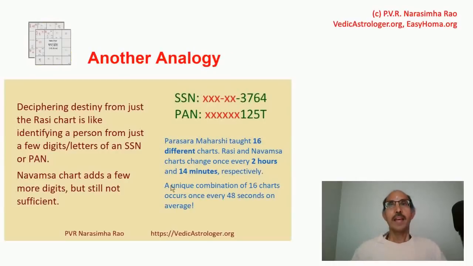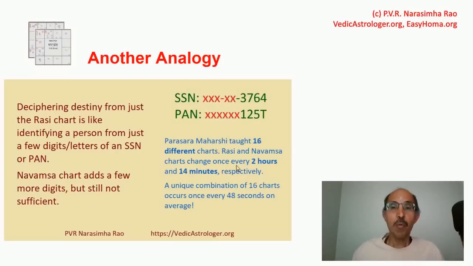Now before I describe what each of those 16 divisional charts Parashara defined show, and how they can be combined, because if you say each chart is separate, again, that's not how these digits in the social security number and the PAN card number work, right? They all combine to identify the person. Similarly, you have to combine all the different charts to decipher the destiny of the person confidently.